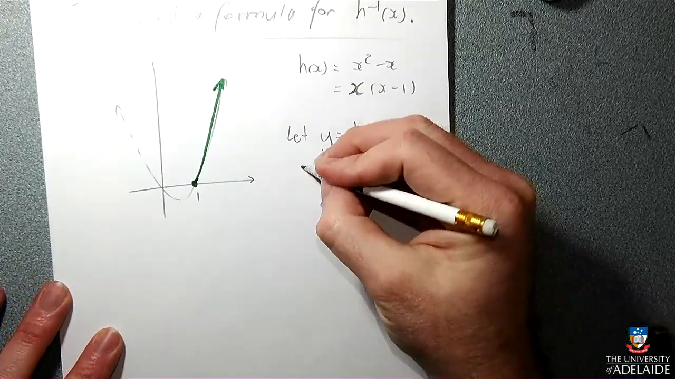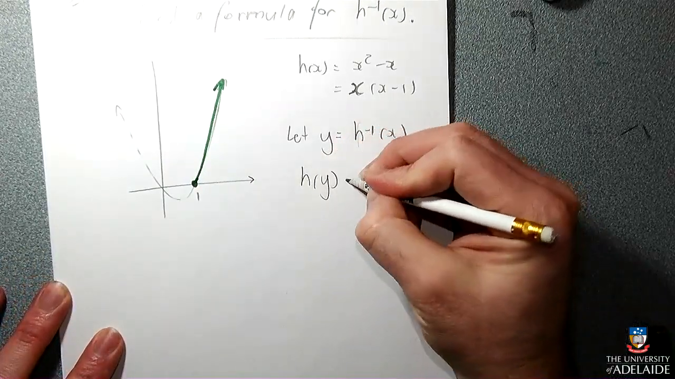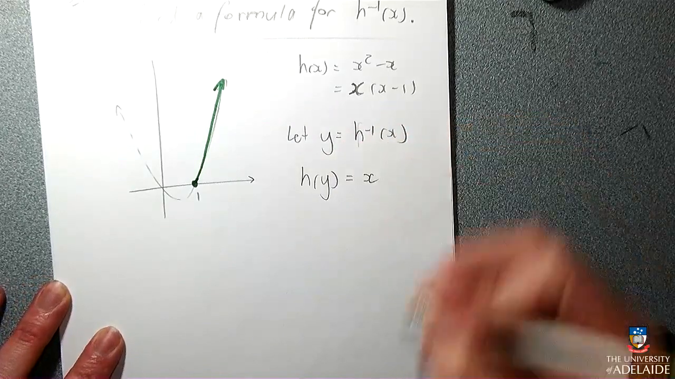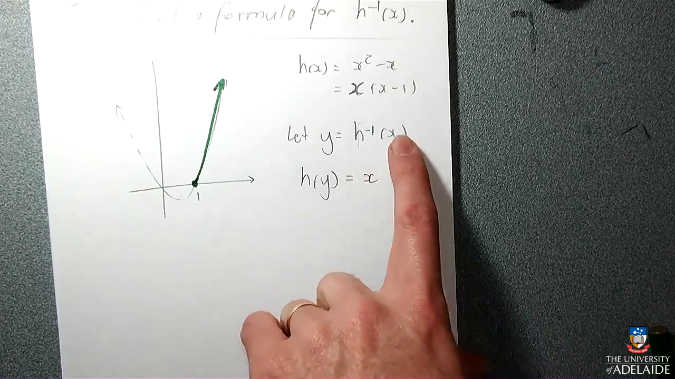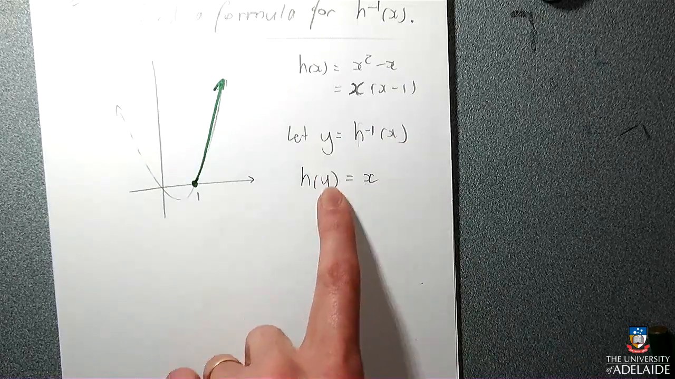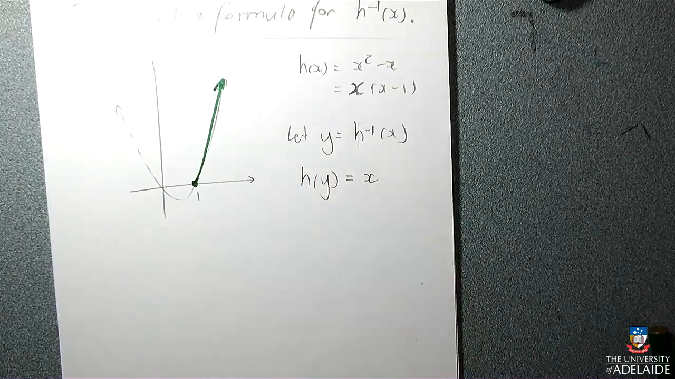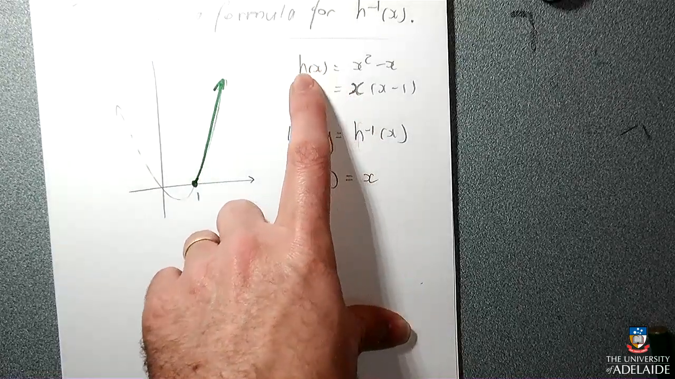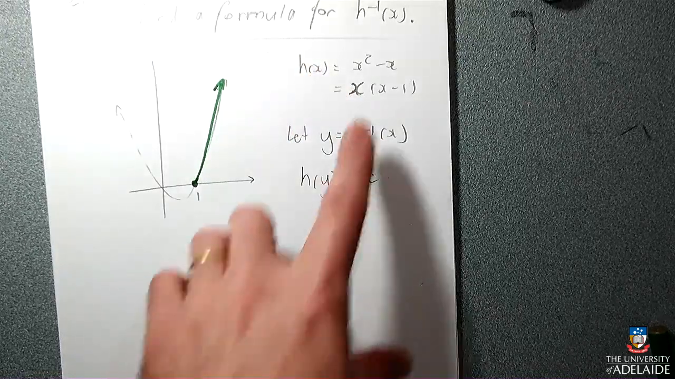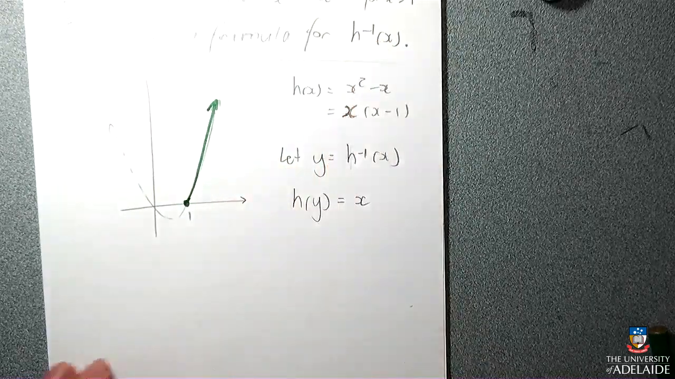So if I did this, then that would be true. So the point is that if h inverse takes x to y, then h should take y to x. Now this is the reverse of what you'd normally see. Normally you'd think of this producing y, but I'm deliberately doing it backwards because they asked me to do h inverse of x.